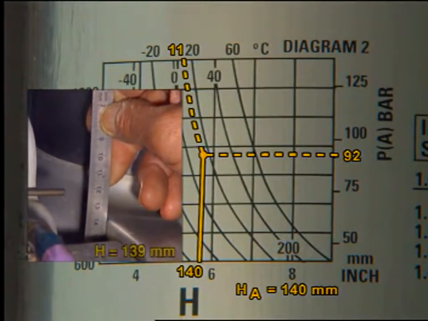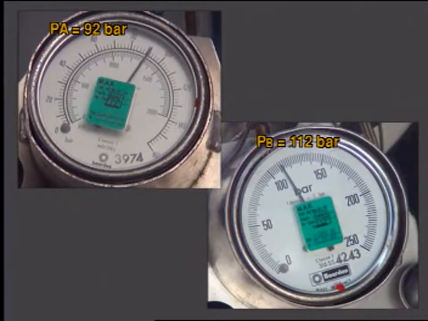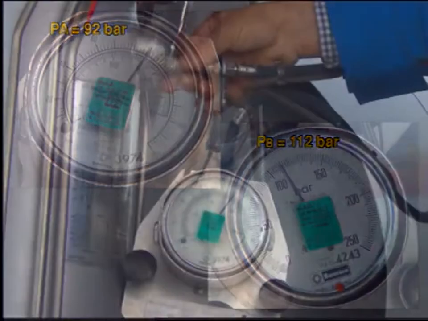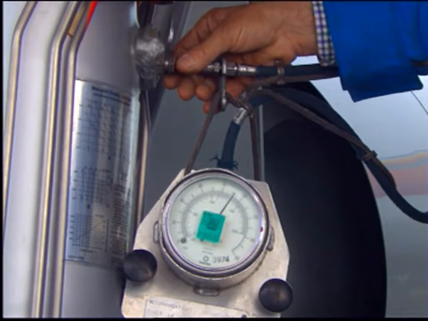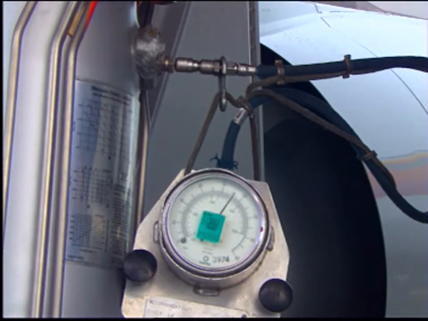Using the pressure and the temperature, find the correct dimension H in diagram 2 and make sure that this value is equal to the previous measured value, plus or minus 1 millimeter. Make sure that the difference in pressure at the top charging valve and the bottom charging valve is still more than 10.7 bar. Close the top and the bottom charging valves.